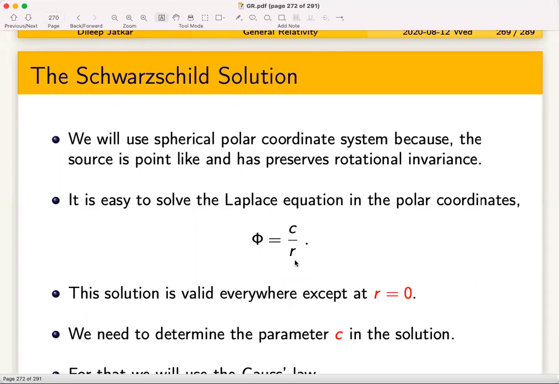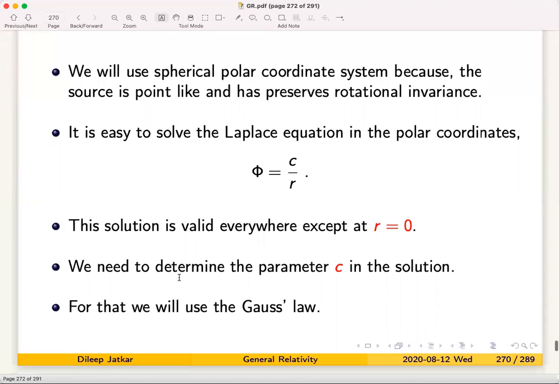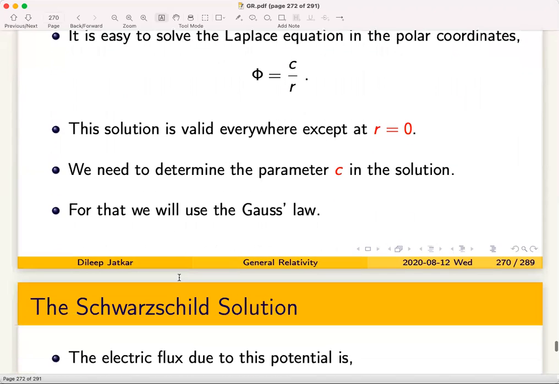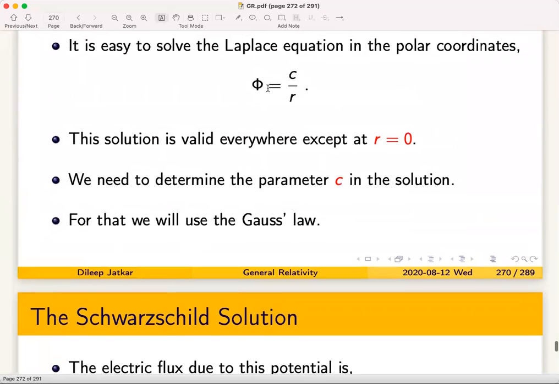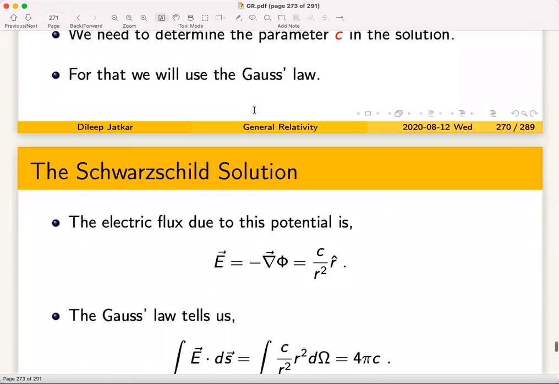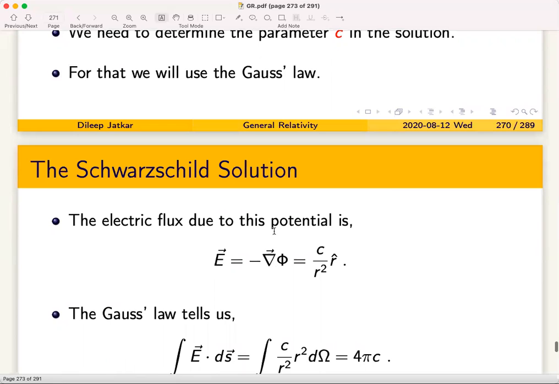Of course this solution is valid everywhere except at r equals 0, because r equals 0 is the place where the point charge is sitting, and therefore we cannot say that phi would take this value. Phi itself would be diverging at that point. But we will use the fact that the charged particle is sitting at the origin to determine this constant, and that is done by using Gauss law. So let's do that. The solution to the Laplace equation gives us the electric field to be minus the gradient of that solution, which is C upon r squared, pointing in the radial direction.